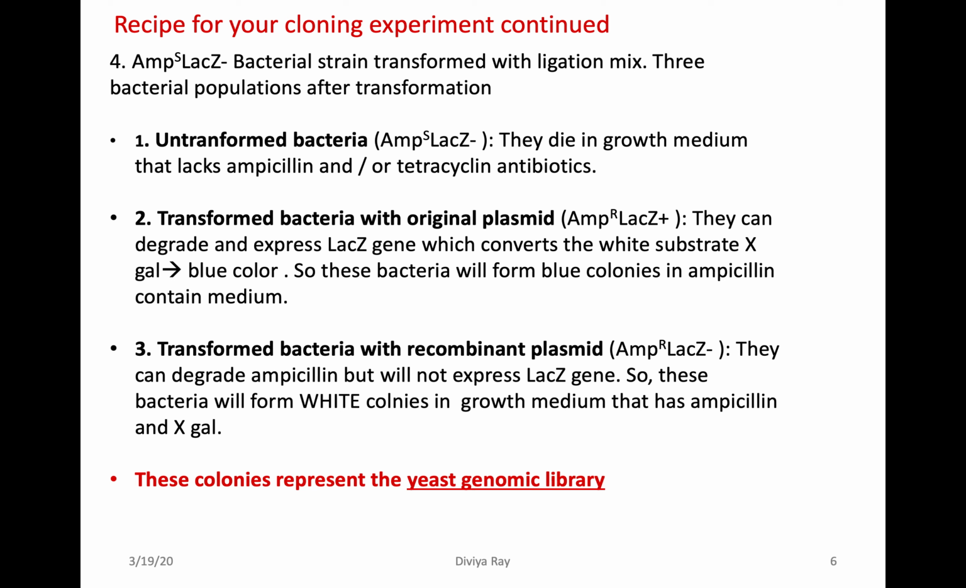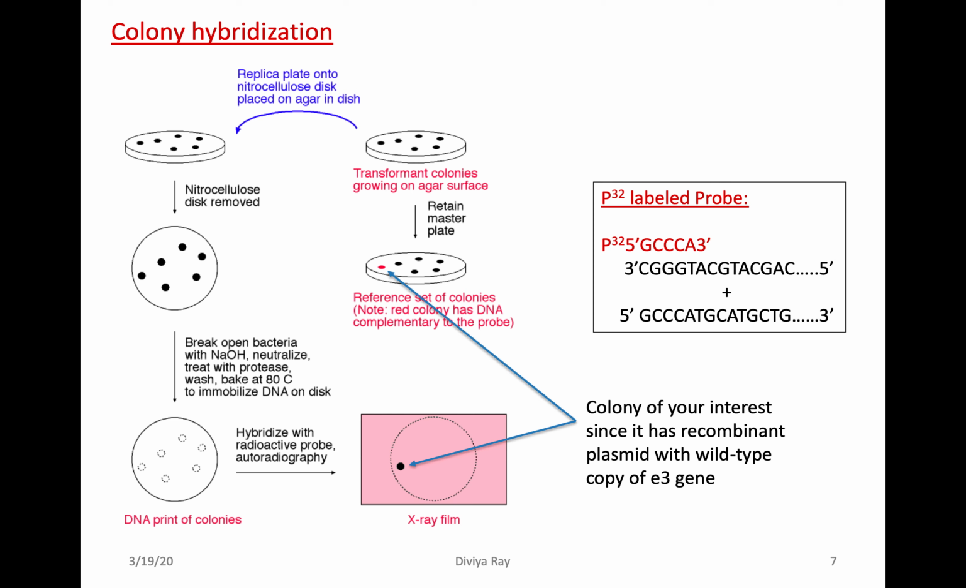Great. But next, you're not interested in all of the genes at the moment. All you are interested in is the yeast gene E3. So, how can you fish out that gene from the yeast genomic library that you have prepared within the bacteria? You can do so by a technique called colony hybridization, and you can use this technique if you have some information about the sequence of gene E3, which you are interested in over here.